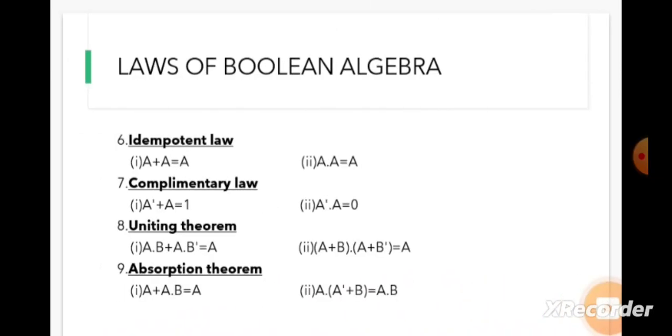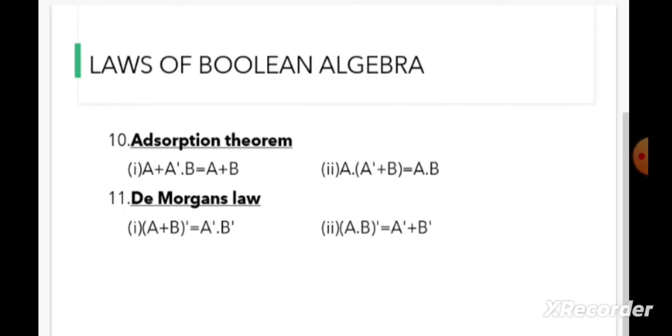And then there are the idempotent and complementary laws, where in the complementary law we get that a dash plus a equals 1, and the second form will be a dash dot a equals 0. Now we got the dot and 0 just by exchanging the ORs to ANDs and ones to zeros. And then there is the uniting theorem, which states that a dot b plus a dot b dash equals a. And in the absorption and adsorption theorem, there is just a change in the a and a dash.